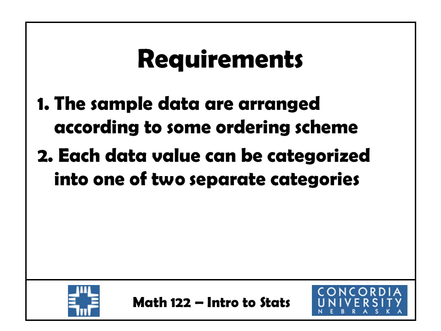Now the requirements for this type of test are that, number 1, the sample data are arranged according to some ordering scheme, and number 2, each data value can be categorized into one of 2 separate categories. So our data are not just randomly scattered numbers or males and females. They have to be arranged according to some ordering scheme. In this example, they were arranged according to the way that the people sit.